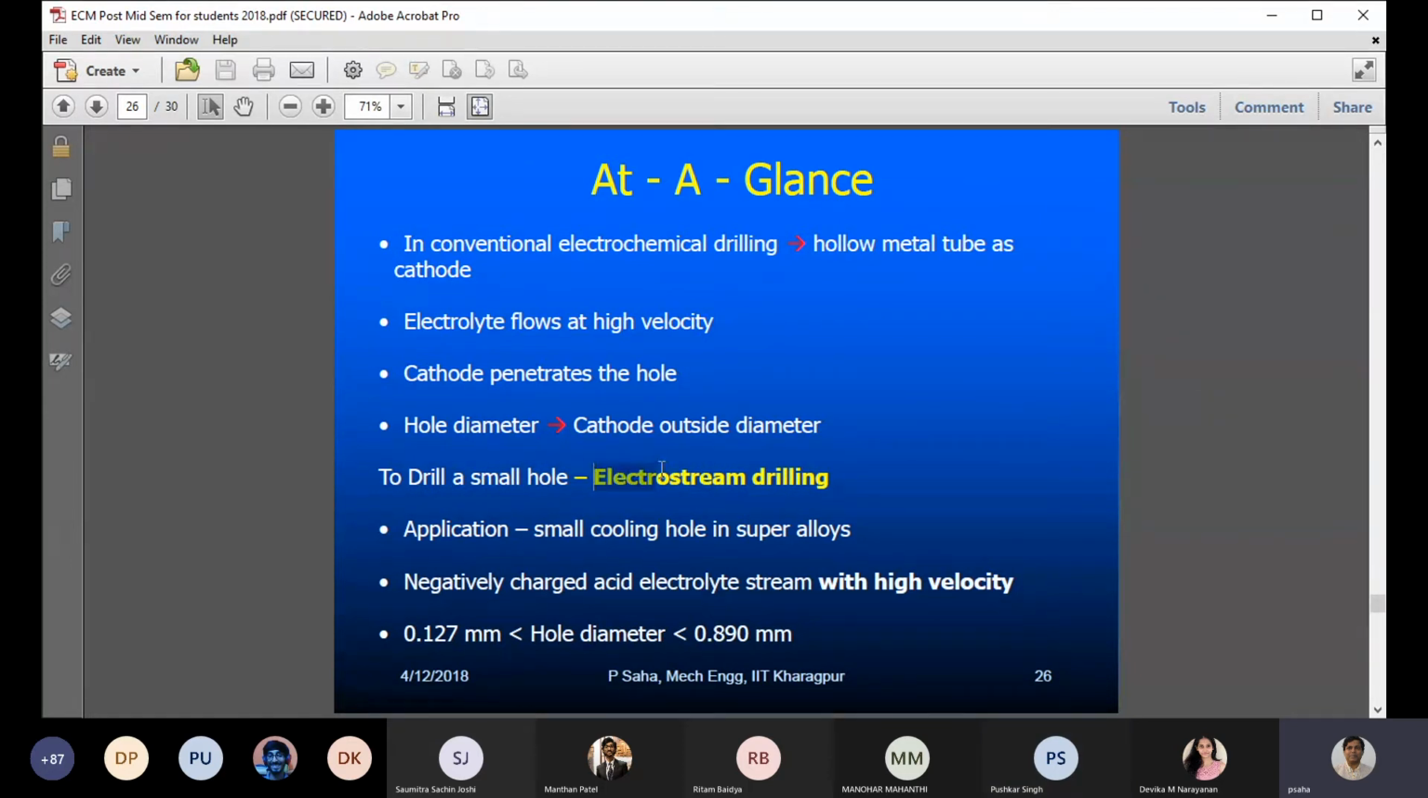So here, another one is shape tube electrochemical drilling. Typically they are used for acid resistant, corrosion resistant material, because we are using an acid electrolyte. So something like stainless steel or similar materials we can use. And second thing, we cannot use just any tool material. You have to be very careful.